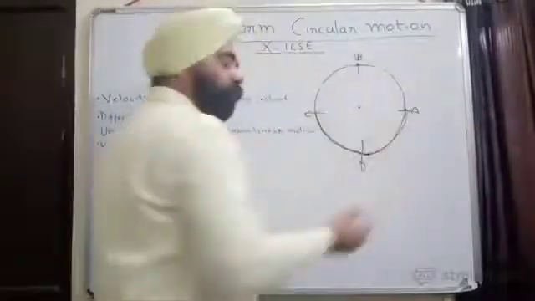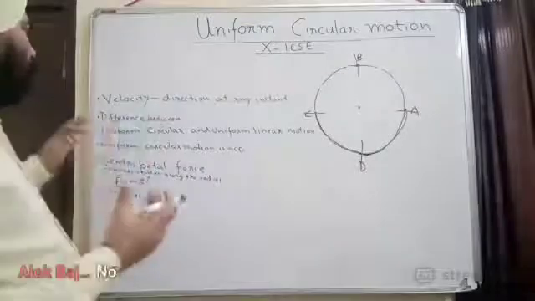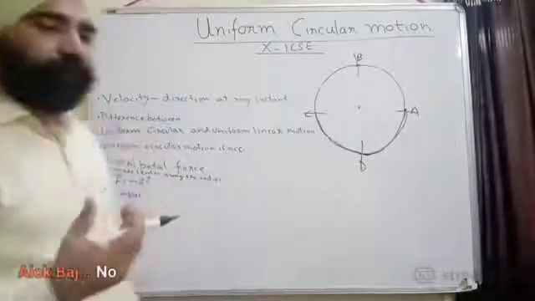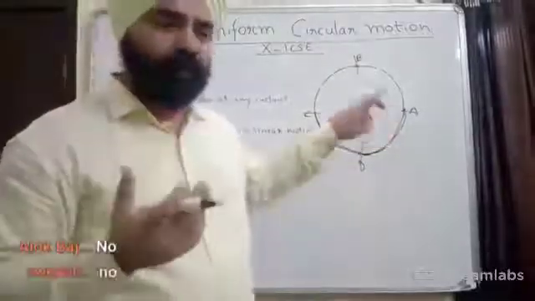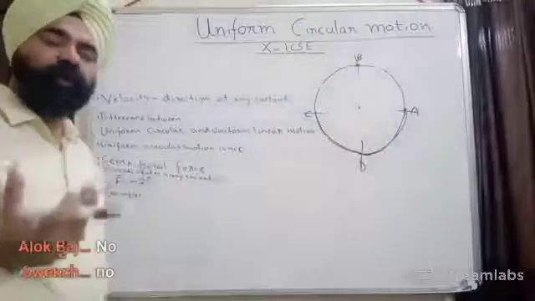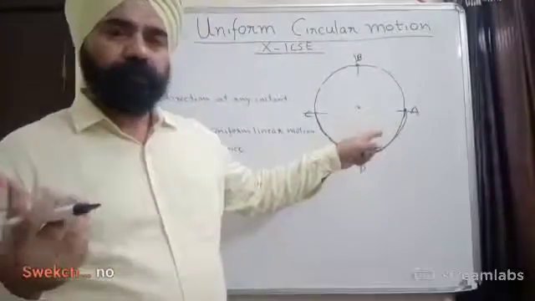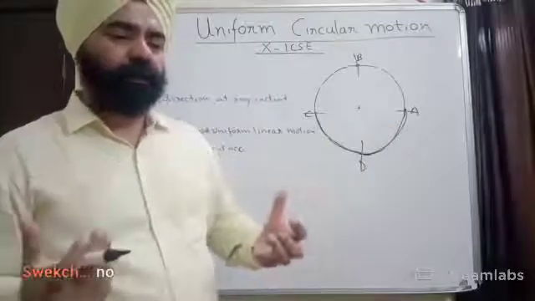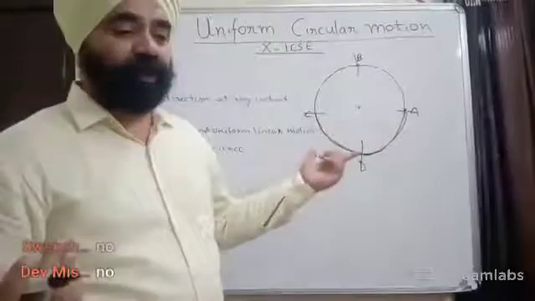Each quarter of the circle is covered in the same time interval. So it is uniform circular motion. Now what about velocity? What will be the direction of velocity at point A? Anybody, quickly. What will be the direction of velocity? I didn't mention what direction.